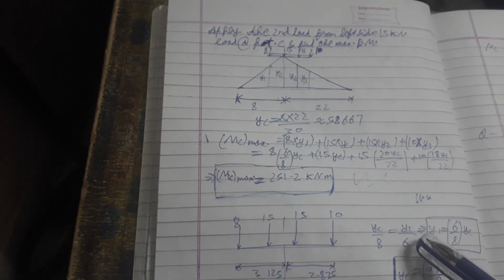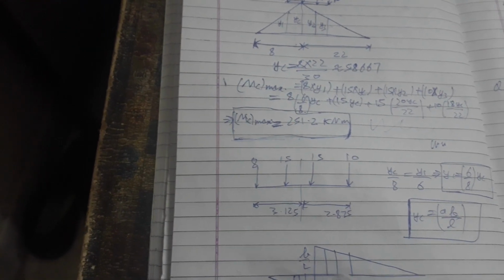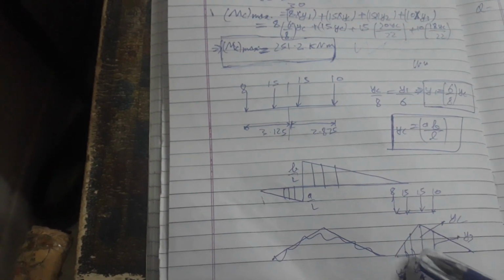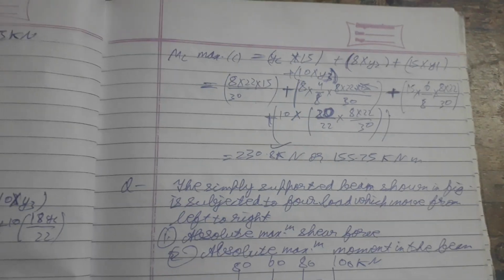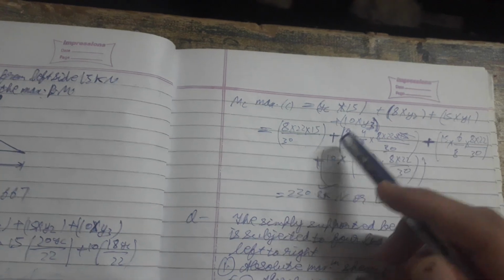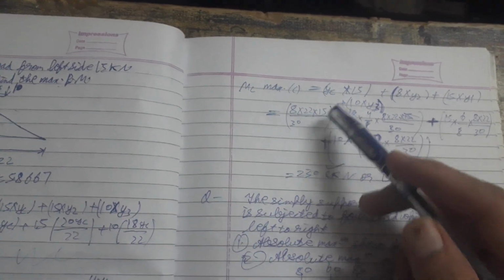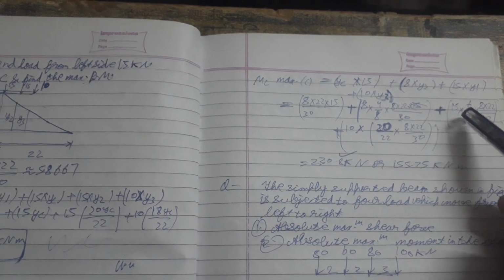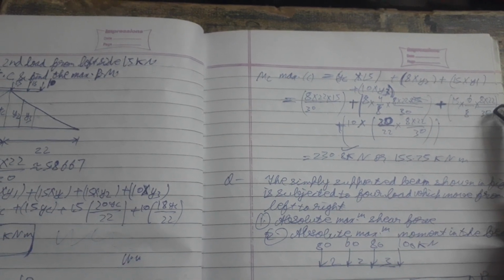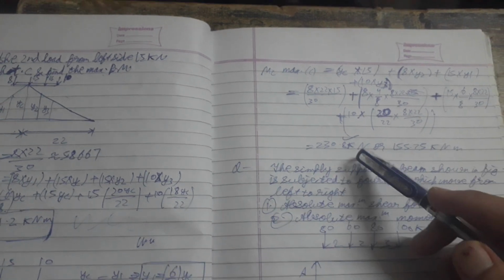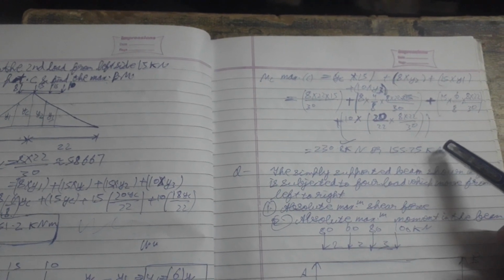YC by 8 is equal to Y1 by 6, which implies Y1 is equal to 6 by 8 YC. YC is equal to AB by L, this is B by L, this is A by L, this is 8, 15, 15, 10, then YC, then Y1, Y2, Y3. MC maximum is equal to YC into 15 plus 8 into Y2 plus 15 into Y1 plus 10 into Y3, which equals 8 into 20 into 15 divided by 30 plus 8 into 4 divided by 8 into 8 into 20 divided by 30 plus 15 into 6 by 8 into 8 into 20 divided by 30 plus 10 into 8 into 20 by 30, which equals 230.8 kN, or 155.75 kN meter.